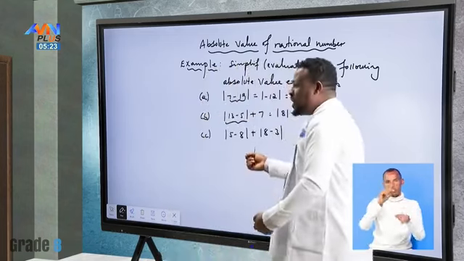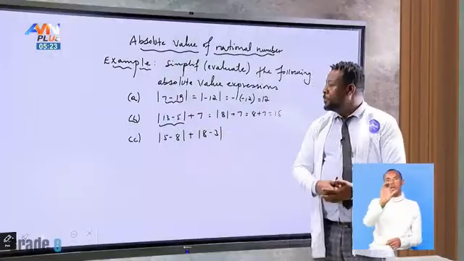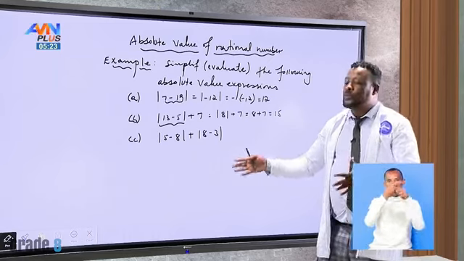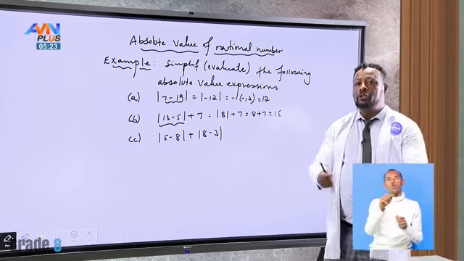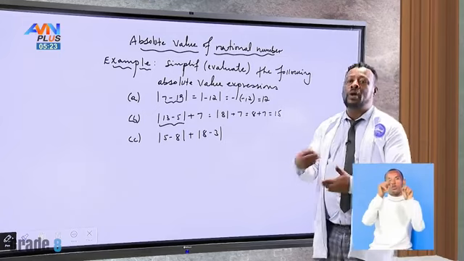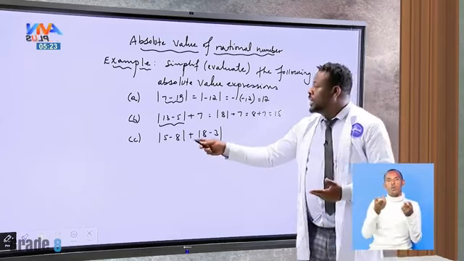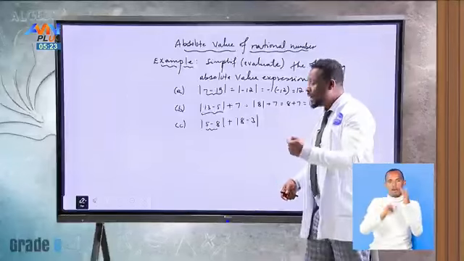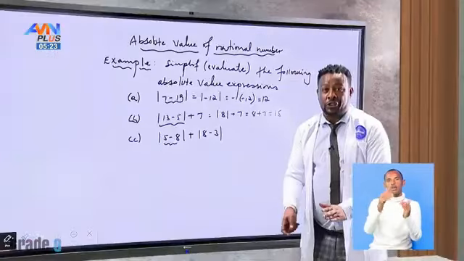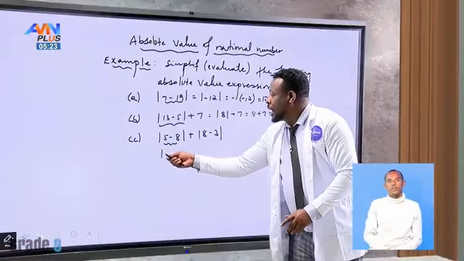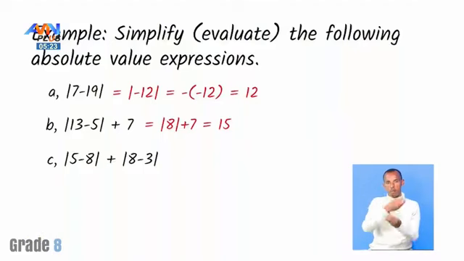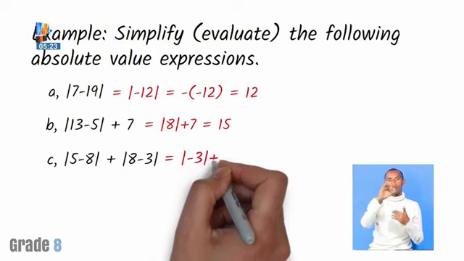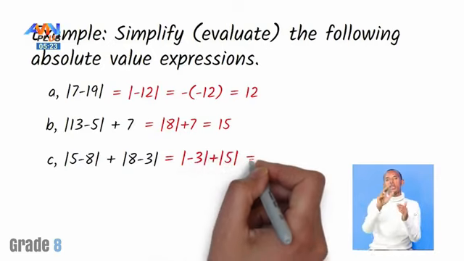When we come to the C part, we have two different absolute values, okay? You need to evaluate those absolute values separately, okay? When you see the first absolute value, inside it we have 5 minus 8. 5 minus 8 is minus 3. So you need to write absolute value of minus 3, okay? Plus, in the second absolute value, we have 8 minus 3. 8 minus 3 is obviously 5. So you write it like this, okay?